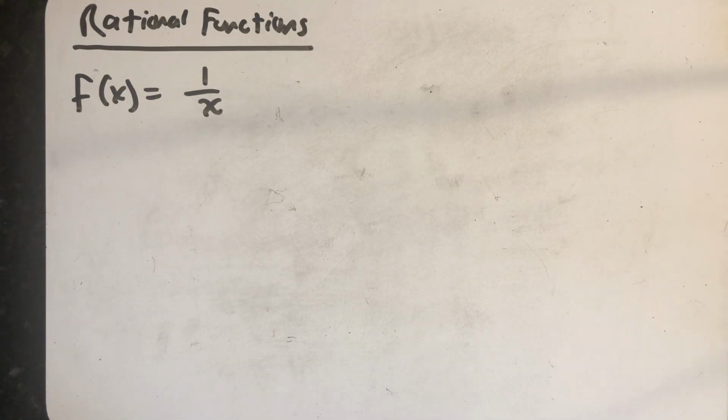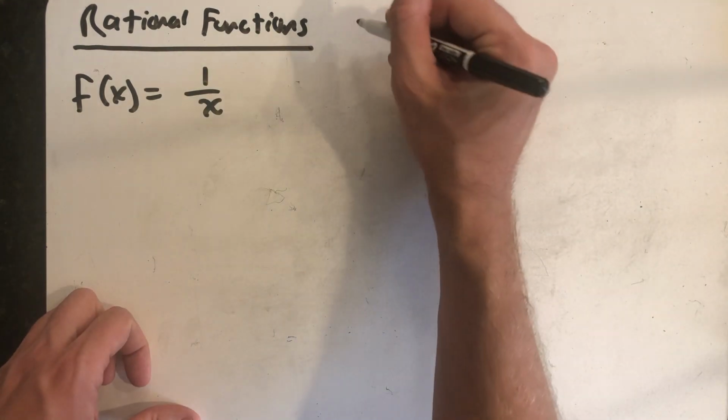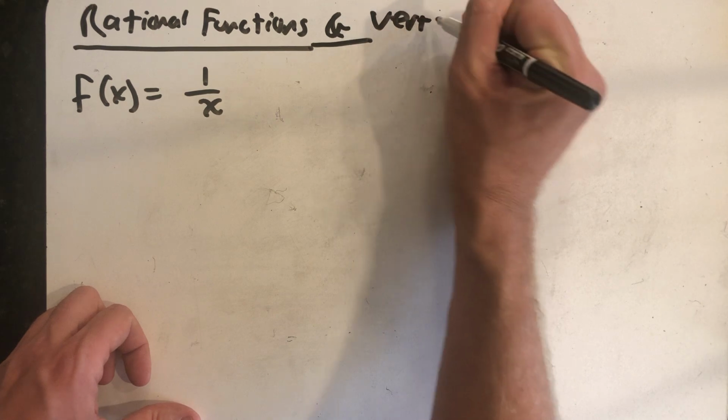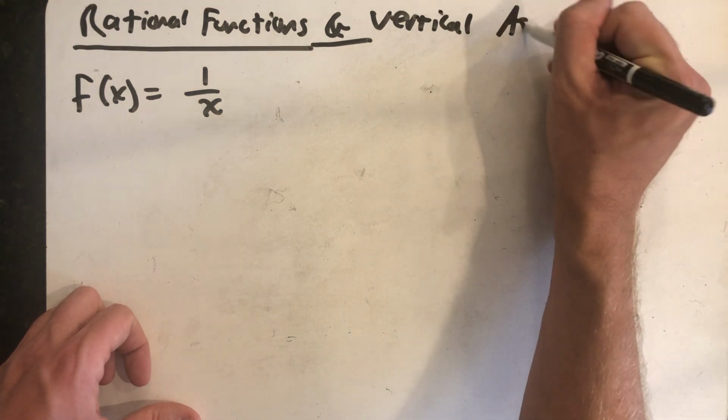Some rational functions have a feature in their graph called a vertical asymptote. This video will be all about rational functions and their vertical asymptotes.